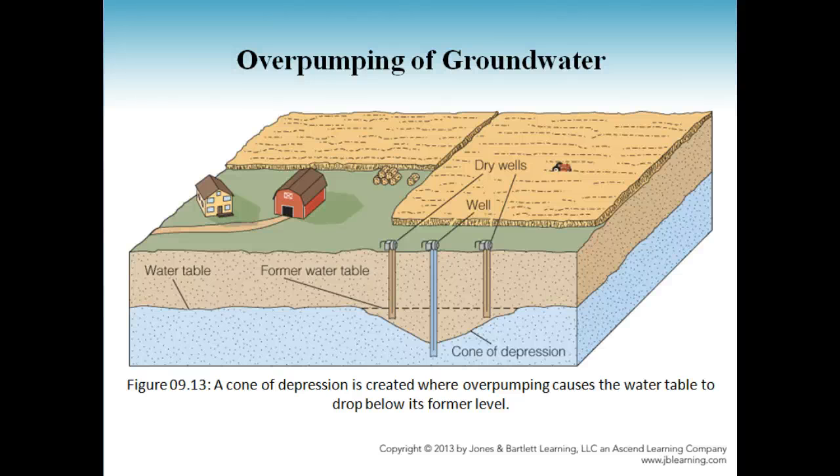This shows overpumping of groundwater. When you overpump groundwater, you get a cone of depression around the well, and this causes other wells to go dry in the area. So when farmers are competing for water, the person with the newest, deepest well often gets the water, and other farmers are left dry.